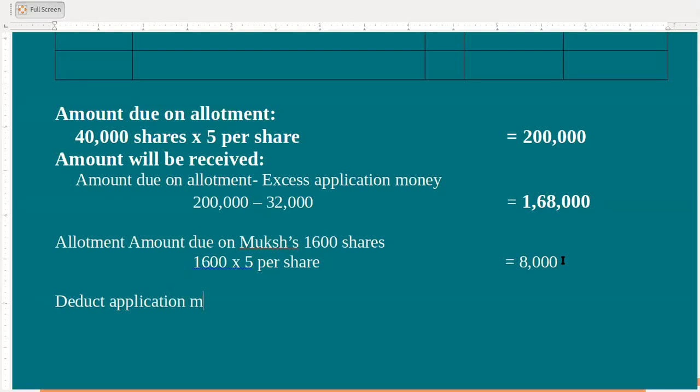Application money. Not all the application money, only the excess application money paid by Mukesh. Okay, we have to deduct the excess application money paid by Mukesh. How to calculate this one? Here we have an adjustment.